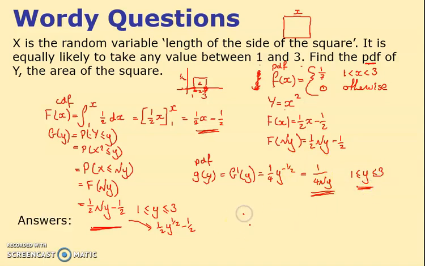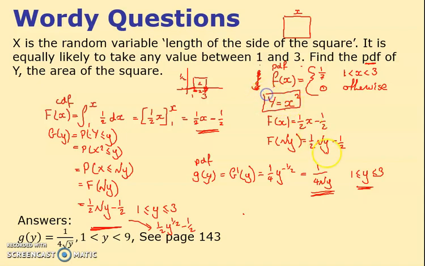Let's see what the answers say. 1 over 4 root y. Oh, the one thing I've done wrong there, I did do it wrong. And that's because I have effectively changed my x values, because y is equal to x squared. So to get my y values, I've got to square my x values. Silly boy. So just using my formula here, I should have remembered that this goes up to 9. Change the limits. But 1 over 4 root y is the right answer.